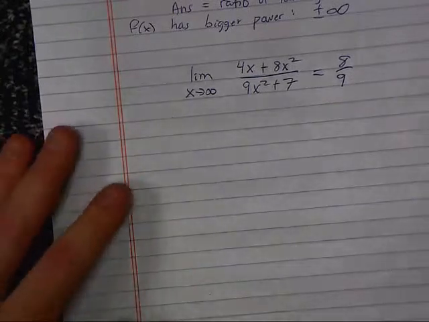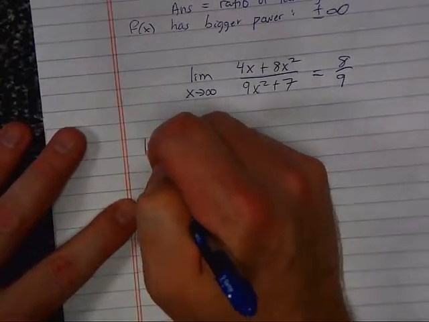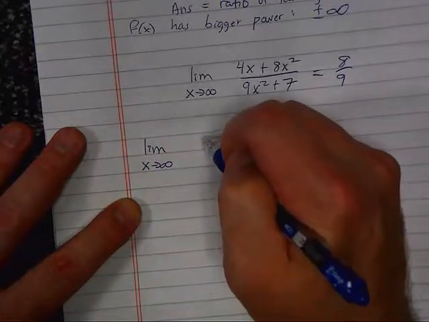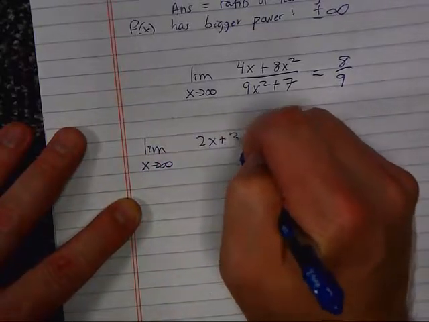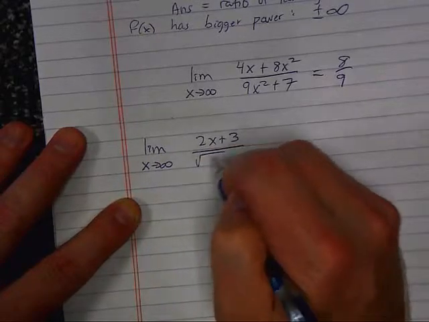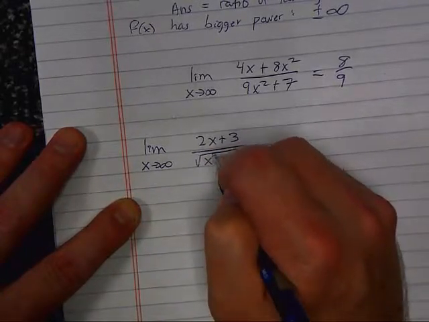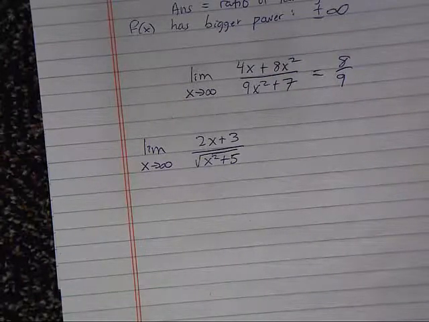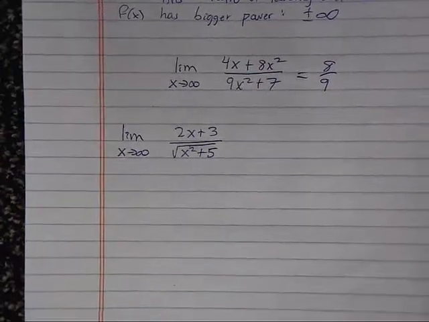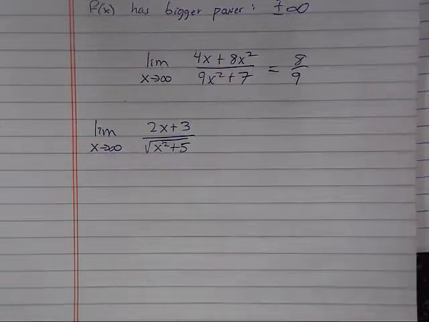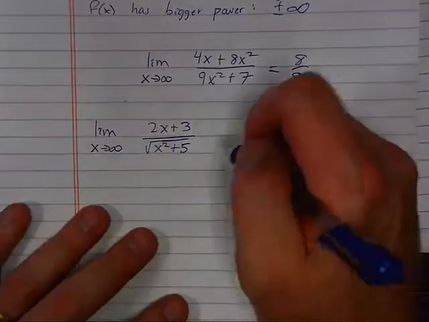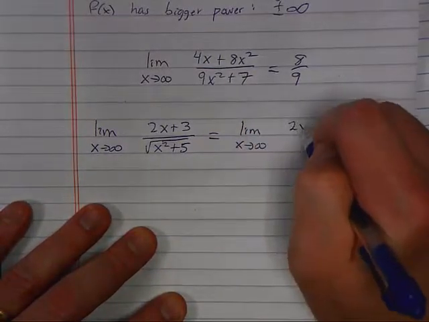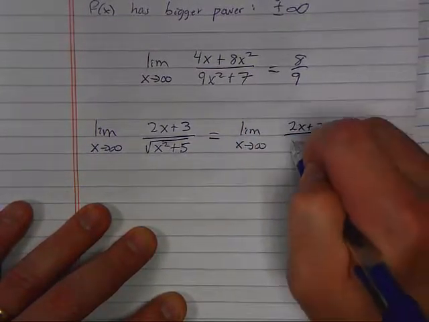All right, what about this one? Limit as x goes to infinity of 2x plus 3 over the square root of x squared plus 5. Like put the square root on the outside? I could put the square root on the outside. Isn't it still the same power? If you can break it up with the rest.